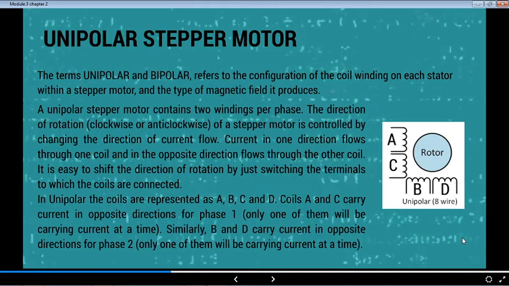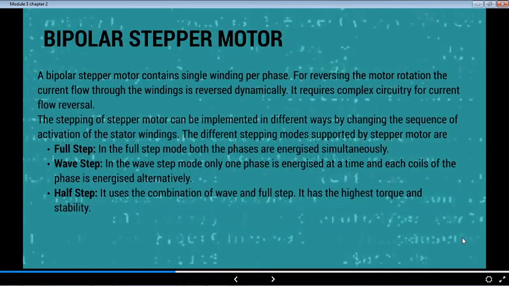In unipolar, the coils are represented as A, B, C and D. Coils A and C carry the current in opposite directions for phase 1. Only one of them will be carrying the current at a time. Similarly, B and D carry current in opposite directions for phase 2. Only one of them will be carrying current at a time.